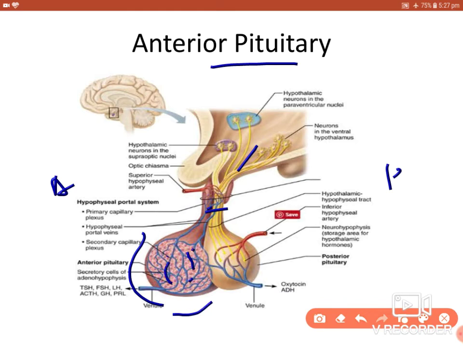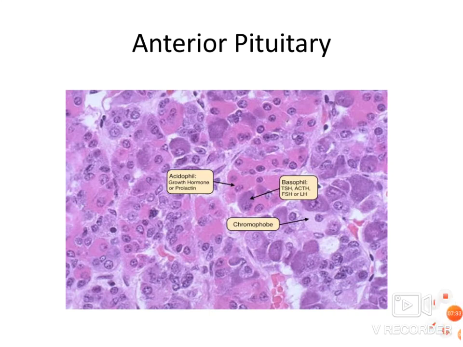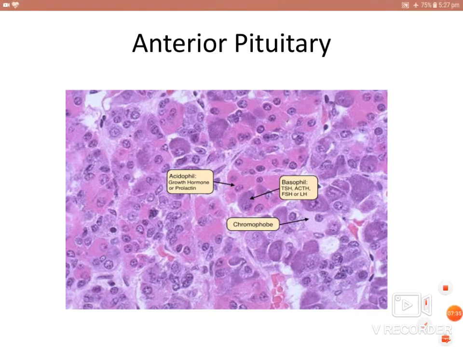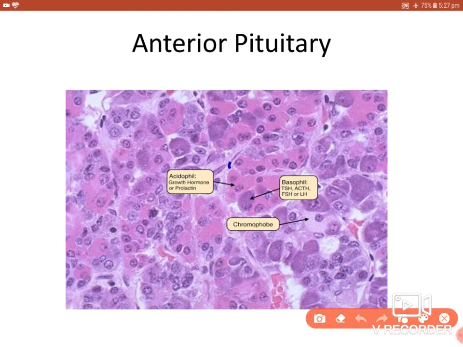Coming to the structure of the cells, we take a section and stain with hematoxylin and eosin. These are the clusters of cells, separated by connective tissue. You can see it is highly vascular, with fenestrated capillaries and sinusoids there. It consists of chromophils and chromophobes.